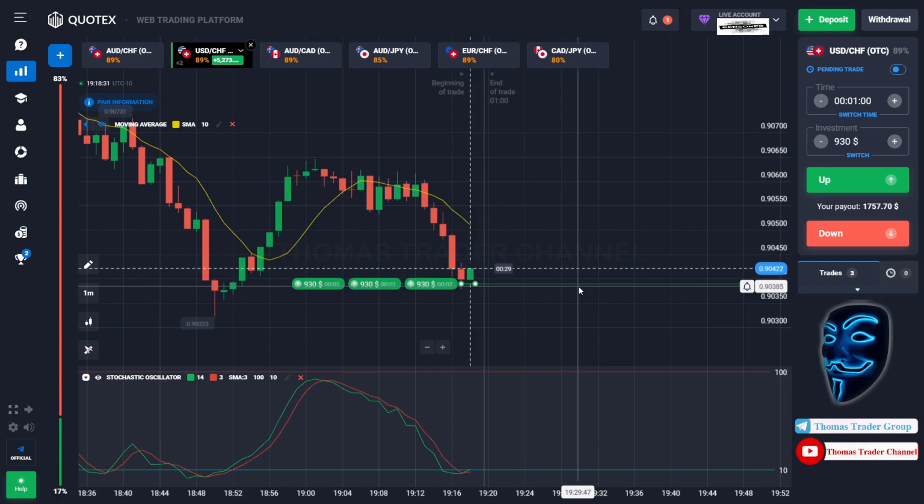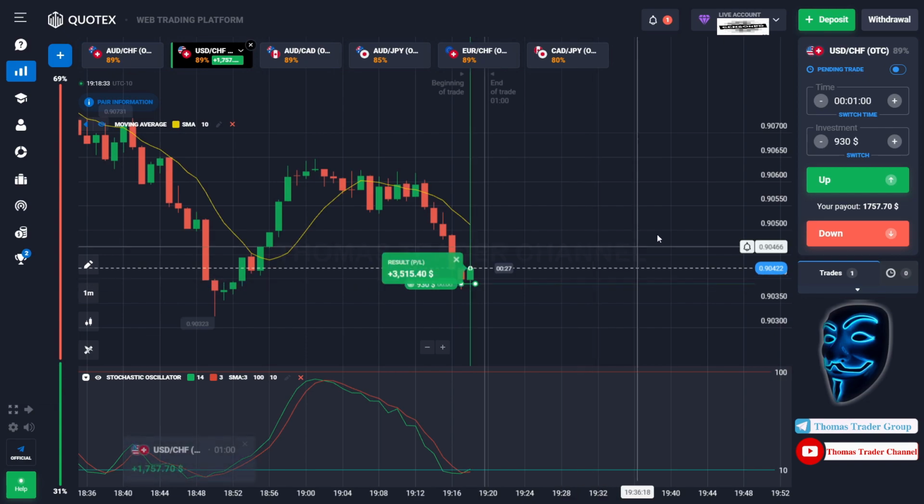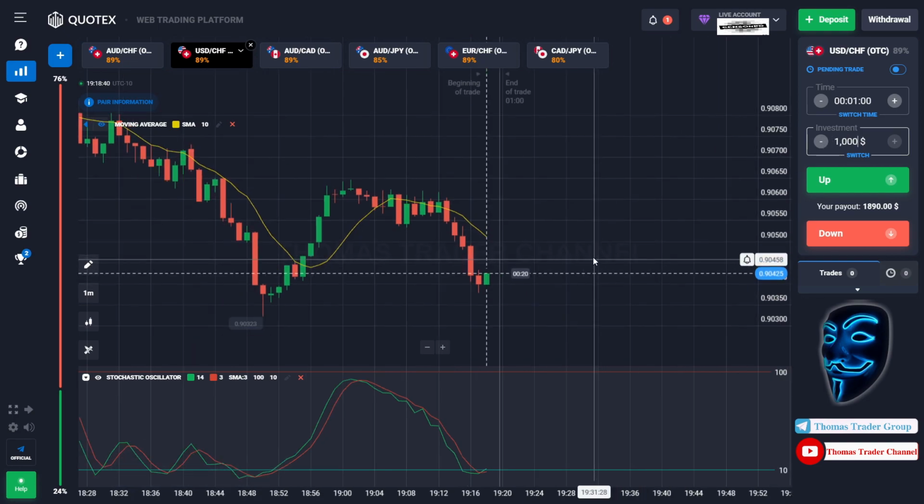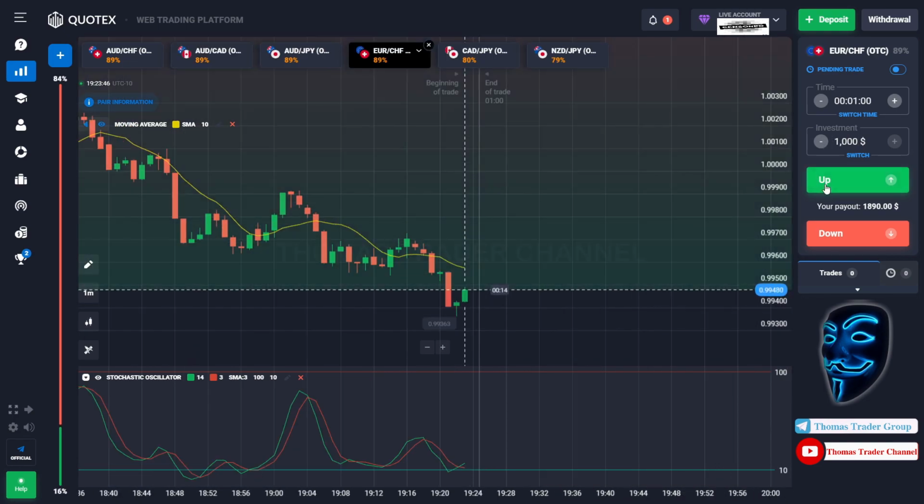We made a right prediction over here. We made a profit of $5,200. Let's divide it into 5. We will open 5 positions of $1,000 in the next open position. And over here we can open buy for 1 minute.